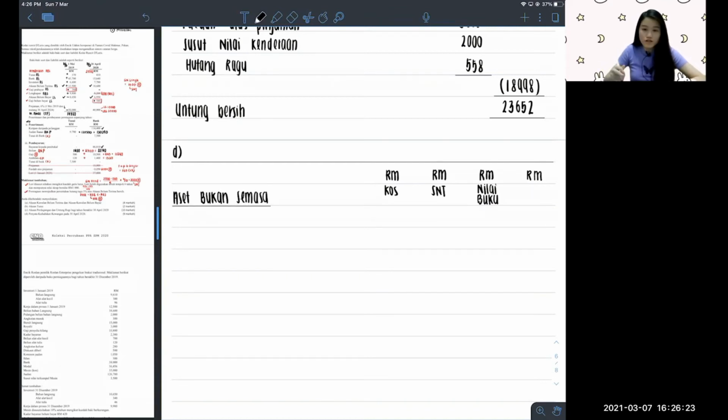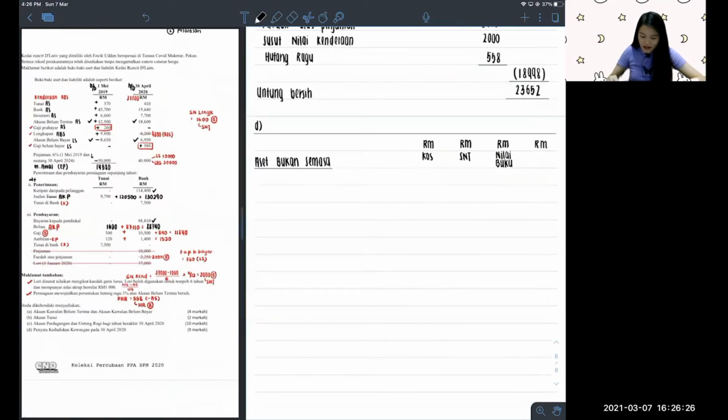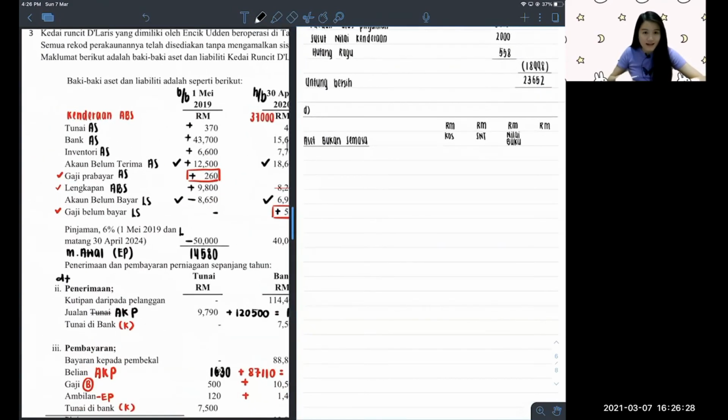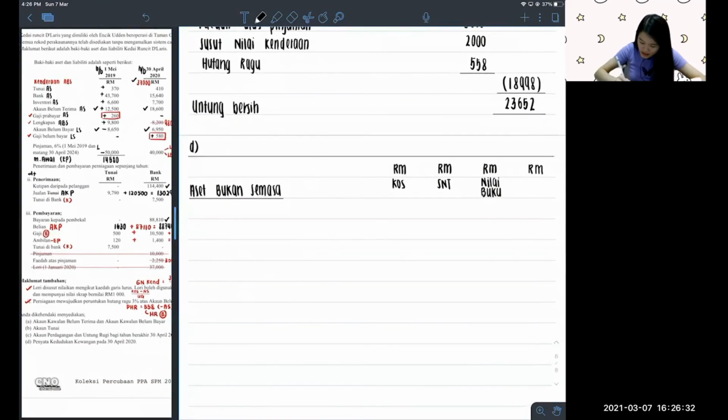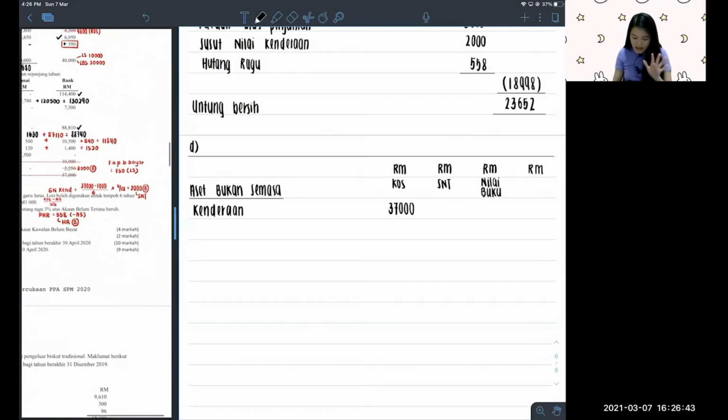Yeah. So the first one should be the one we added on by ourselves. That is called kenderaan. Okay, the 37,000. So put in kenderaan, 37,000 for cost. Then what about the S and T? This one you have to look at your maklumat tambahan, ya. S and T of kenderaan is the same. They are 2,000. So if you minus off, your nilai buku is equals to 35,000. So finish. Now one more ABS.